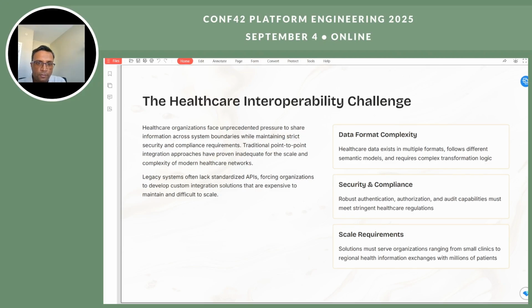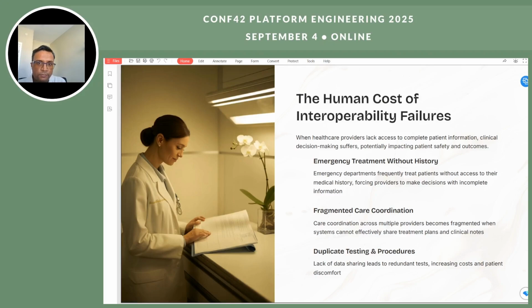We have a lot of challenges with respect to emergency treatment without any prior history. There is fragmented care in care coordination. There are duplicate tests because the prior test information is not available for the doctors to provide the right care at the right time.